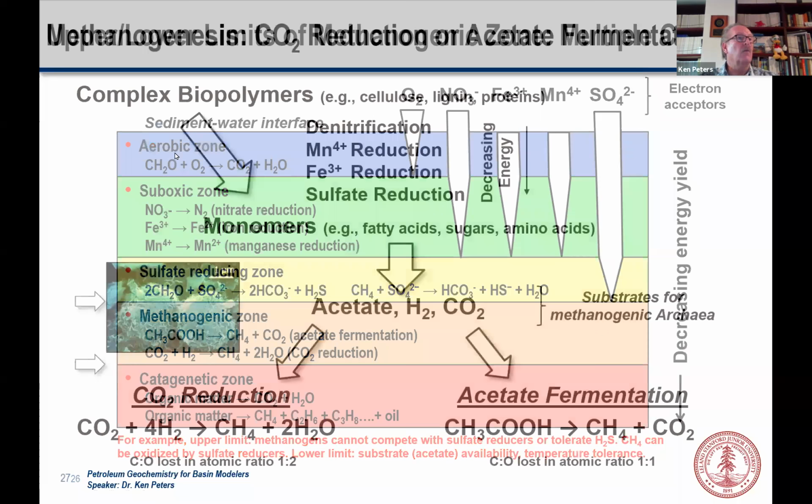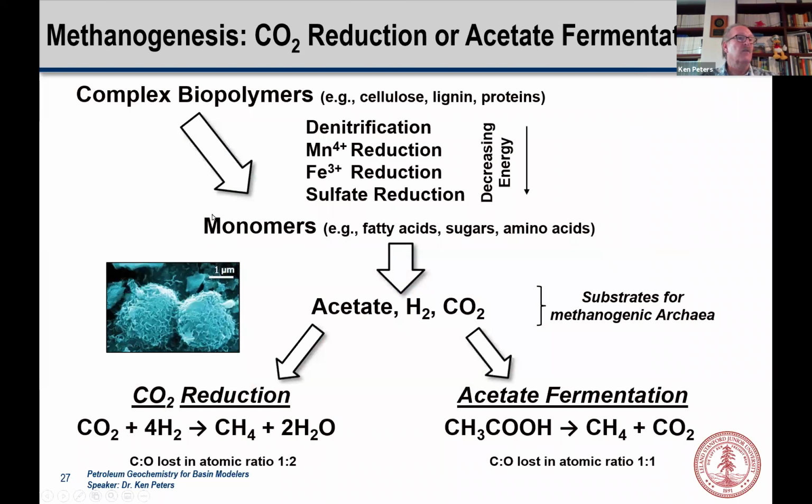And we end up with monomers that, of course, are readily degraded: fatty acids, sugars, amino acids. These are food for these different consortia, and some of those products and these monomers are basically, again, the substrates for these methanogens. So if those are preserved down into the methanogenic zone, then the methanogens are happy. If they undergo CO2 reduction, they're going to take CO2 and hydrogen, and they're going to make methane. If they're the type that does acetate fermentation, they're going to need that acetate to make that reaction go.